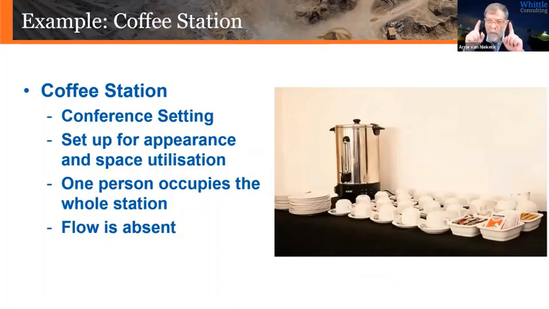Now imagine what will happen during the conference break, and everybody rushes to the coffee station. What's going to happen? A person is going to grab the cup, then he puts some coffee and sugar in it. Then he moves to the urn to get the hot water. And then he's got to fight his way back between all the other people to get to the milk. You can see one person will occupy the station. There will be no flow, and there will be the normal queue that we always see.